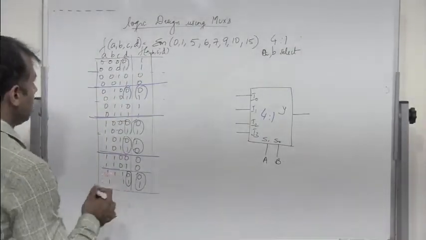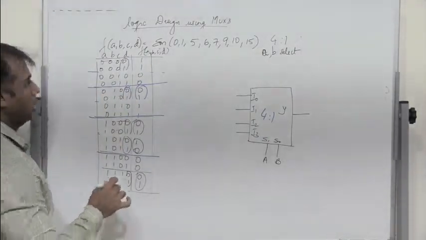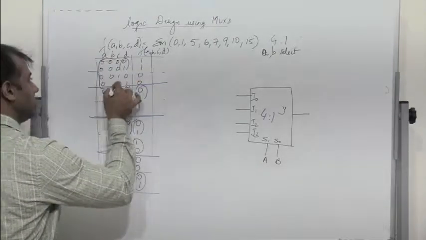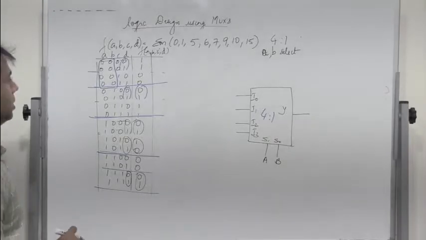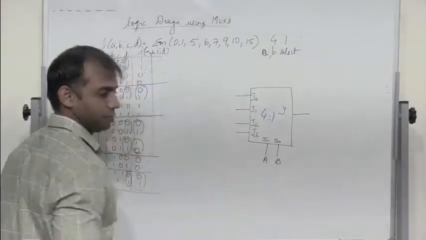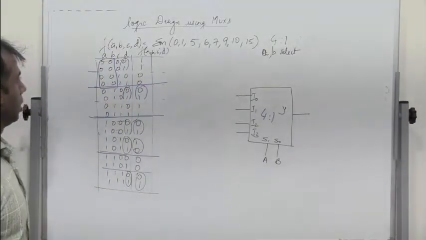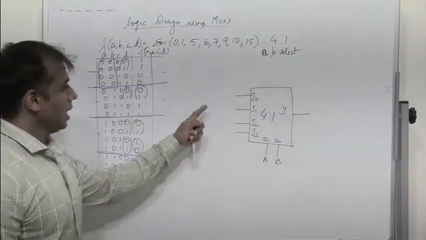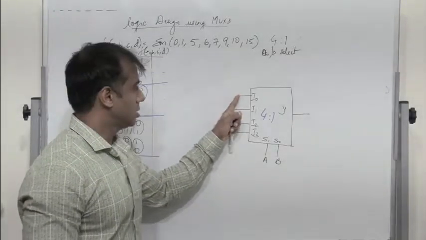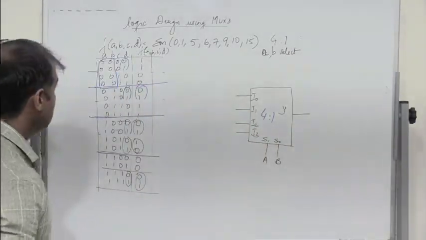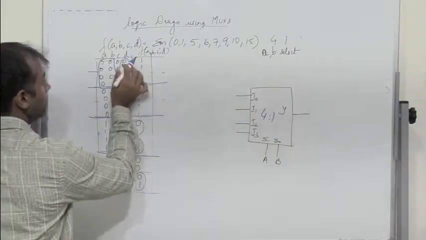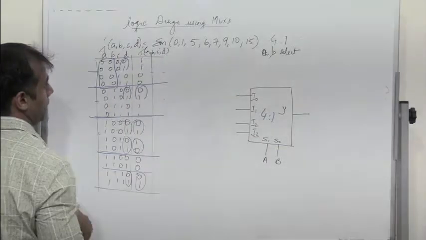Okay? So now if I consider the first four, AB is 0. Right? So when AB is 0, I0 is being selected. So whatever appears at I0 will appear at the output. Right? Now, compare C, D and the output Y.